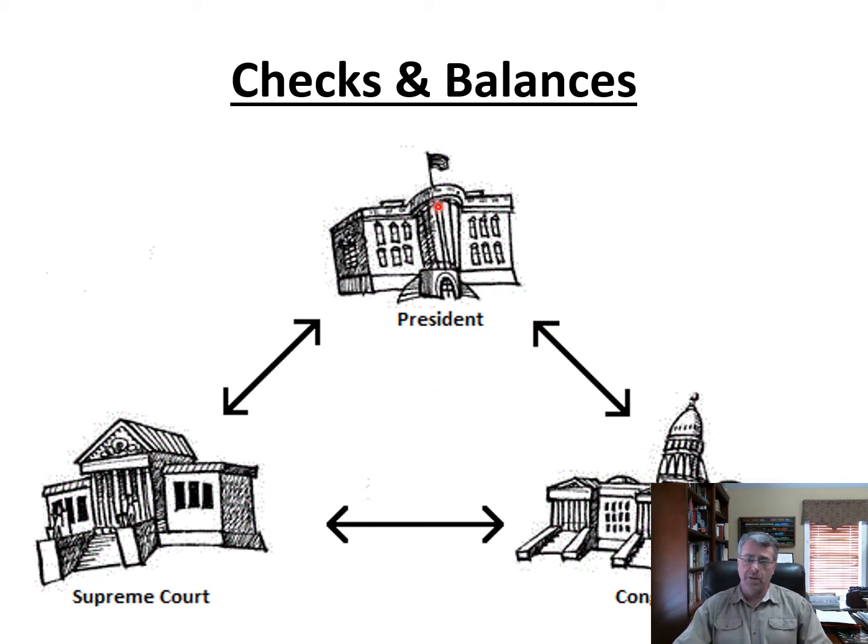Another example is that the Supreme Court justices can only be appointed by the president. The president's the only one with the power to appoint Supreme Court justices, so he kind of has power over the court system. But to check the president's power, the Senate must approve all of these executive appointments. So while the president can appoint anyone he wants to, the Senate must approve of those appointments. So again, here we have one branch checking the power of the others, and so on and so forth.